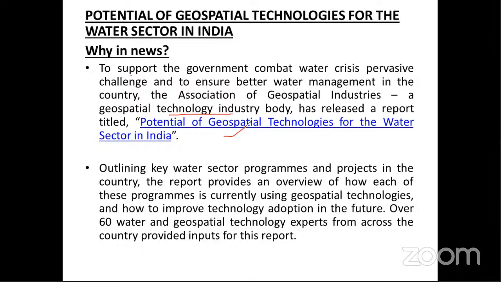Okay, now let's discuss this report in detail, and we'll also talk about the actual water problems in our country. Okay, so outlining the key water sector programs and projects in the country, the report provides an overview of how each of these programs is currently using geospatial technologies.